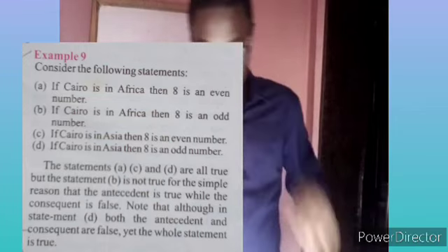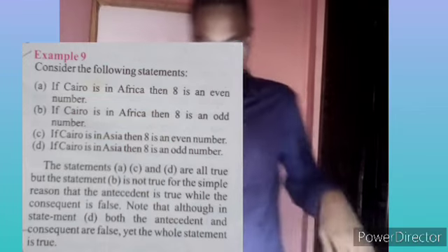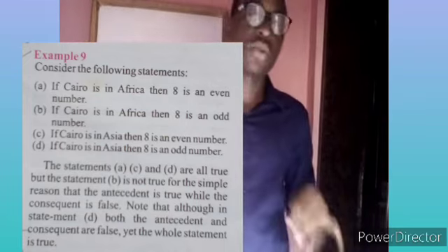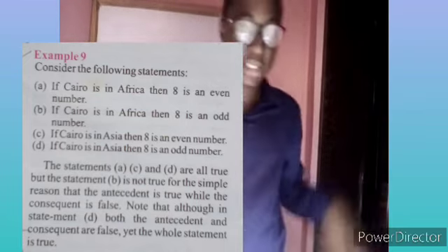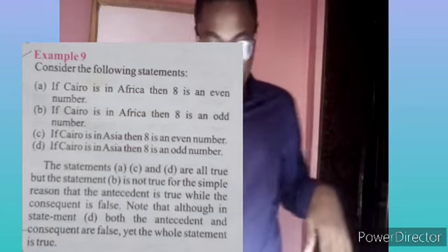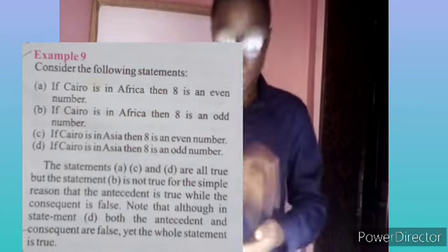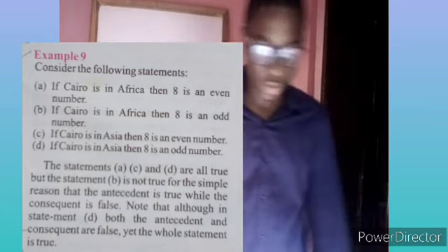The reason is that the antecedent is true while the consequence is false. The only reason your conditional statement will be false is if your antecedent is true and the consequence is false. It depends majorly on your consequence. That's why we have a truth table for that.